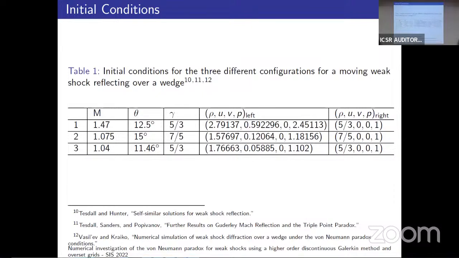The second one is the configuration investigated by Tesdall and Hunter using the unsteady transonic small disturbance theory. And this is the first configuration for which the existence of multiple supersonic patches was found and investigated. And this is also close to the configuration that is used in the experiment by Skews et al. And this is also a very weak shock. This was investigated by Tesdall and Hunter.